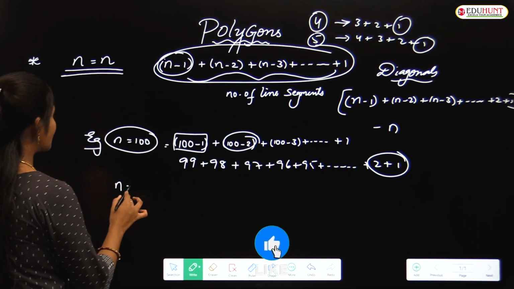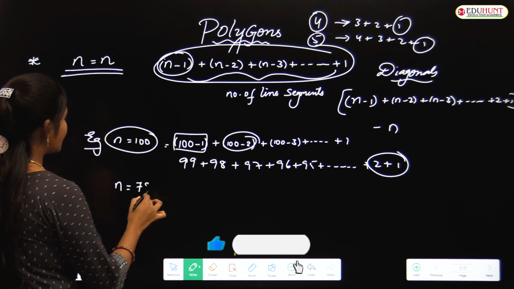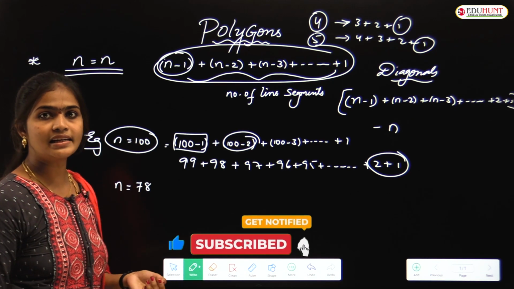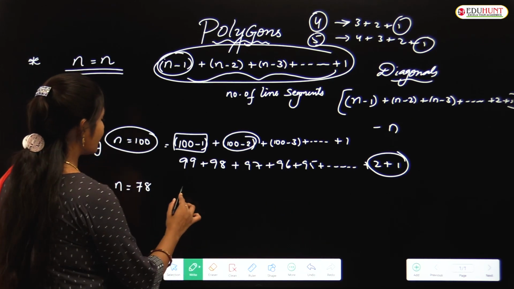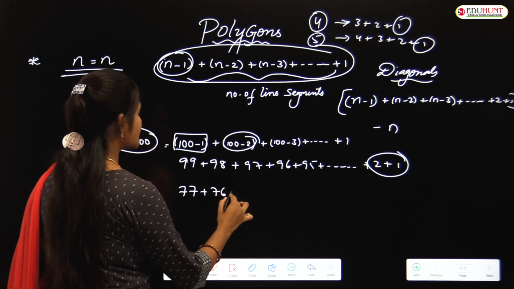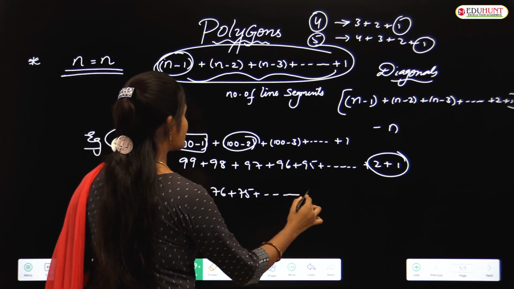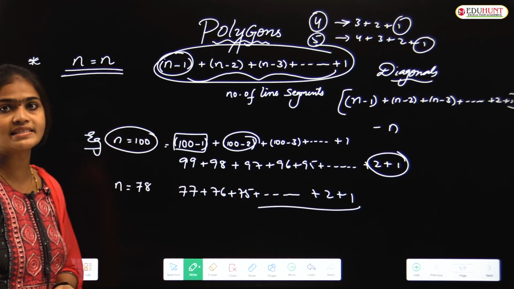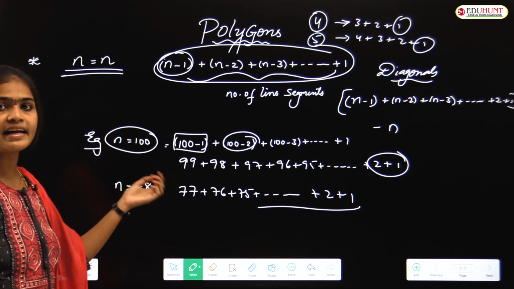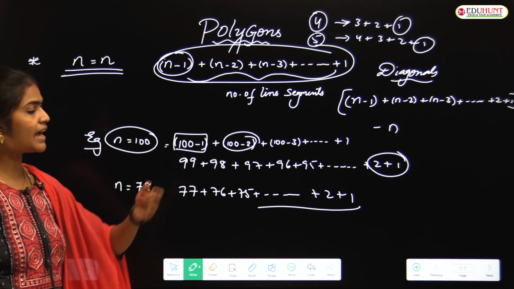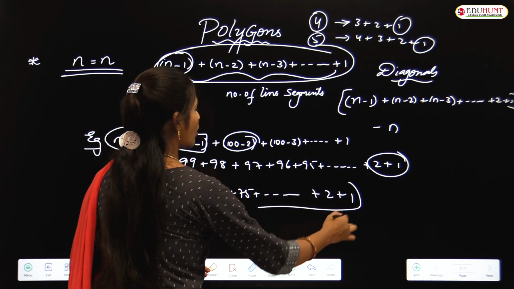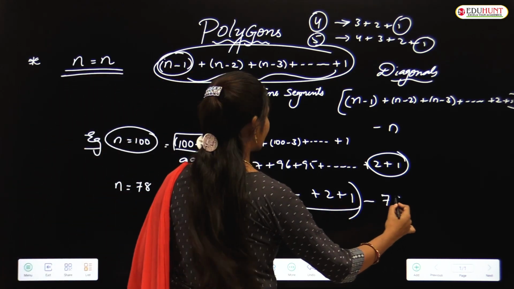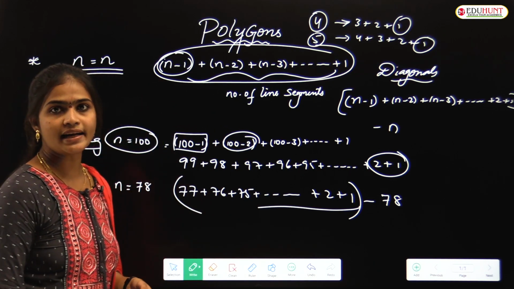For example, n is equal to 78. If it is a 78-sided figure, how do we calculate the number of line segments? 77 plus 76 plus 75 plus and so on up to 2 plus 1. If you add all these numbers, you will get the number of line segments in that 78-sided figure. And in the same way for diagonals: after calculating all of these, you get a natural number, and then minus 78. That is for the number of diagonals.